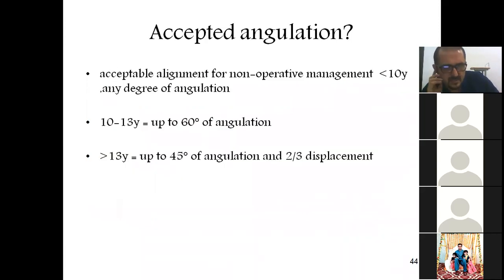So regarding angulation, as we discussed earlier, in children less than 10 years, any degree of angulation is accepted. 10 to 13 years is up to 60 degrees of angulation, and more than 13 years up to 45 degrees of angulation and 2/3 of displacement. So if you have a 4 year old child with a completely displaced proximal humerus fracture, your treatment should be conservative. If 6 years, 7 years, 8 years, 5 years, 3 years, 2 years, all of them are conservative, and they can give you a very displaced fracture and tell you in the exam setting, what will you proceed with? And the answer is conservative, even without any reduction. Don't push yourself into reduction and don't push yourself for K-wire fixation.